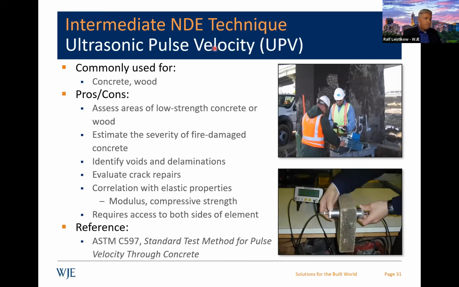The UPV can be used for concrete and wood. We probably use it more for concrete. As you can see over here, this is actually looking at fire damage. It's super useful for that. Basically what you're looking at is trying to determine differences in strength potentially. So you can identify low strength concrete and wood areas because of the way the signal travels through the particular medium.